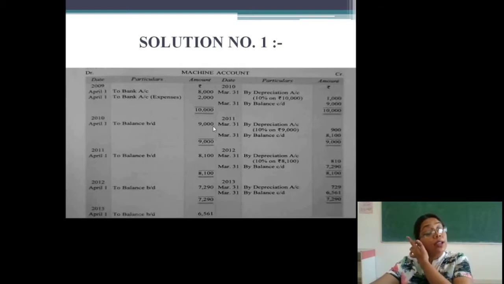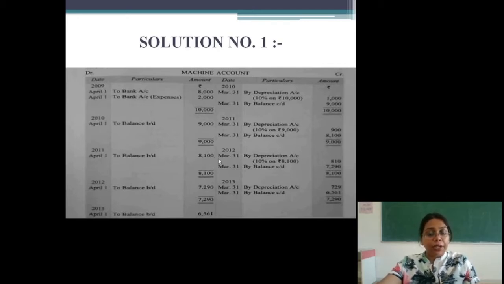Now we will charge the amount of depreciation on this 9,000. 10% of 9,000. So depreciation will be charged after 1 year or 12 months, that is March 31st, 2011. So 2011 March 31st by depreciation account 10% of 9,000, that is 900. Now 9,000 minus 900 will be 8,100. This will be the balance amount on March 31st, 2011. Now this 8,100 will be brought down to 2011 April 1st to balance brought down 8,100.